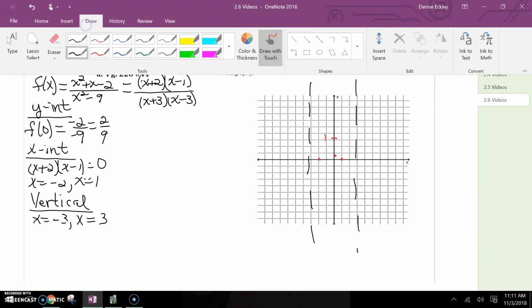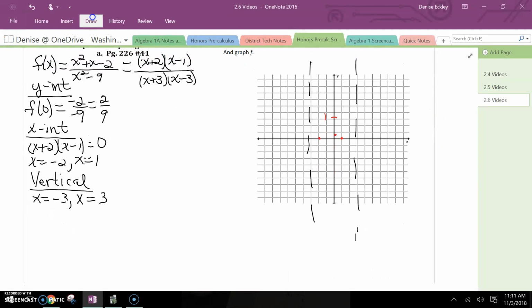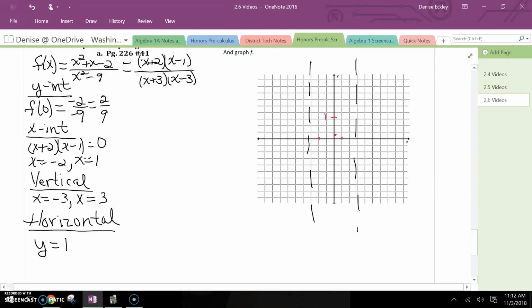And now what we're going to do is find the horizontal asymptote, and then we'll draw that on the graph. The horizontal comes from the degrees of the numerator and the denominator. What we have in this problem is two quadratics. Since they have the same degree, it's the ratio of their leading coefficients. Their leading coefficients are both 1, so it's going to be 1. So I have a horizontal asymptote at y equals 1, right along there.